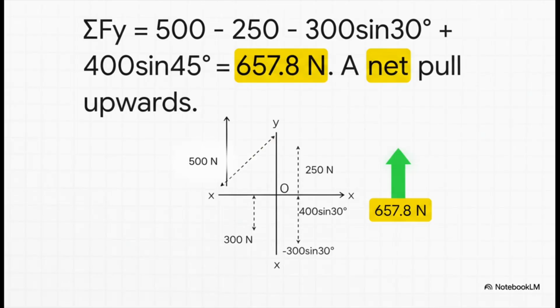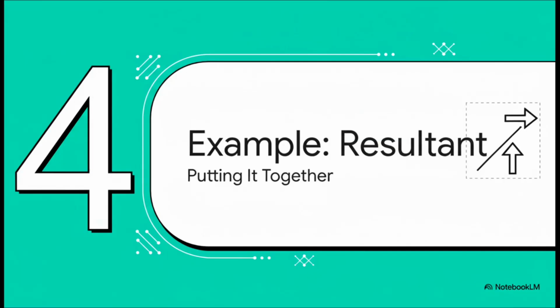Next up, we do the exact same thing for the vertical components, our sigma Fy. We've got 500 newtons pulling straight up, so that's positive. 250 newtons pulling straight down is negative. The 300 Newton force has a downward component, that's negative, and the 400 Newton force has an upward component, which is positive. You add them all up, and we get a total vertical force of 657.8 newtons. Awesome. So we've just boiled down those 4 kind of messy forces into one simple horizontal force and one simple vertical force. The hard part is totally over.